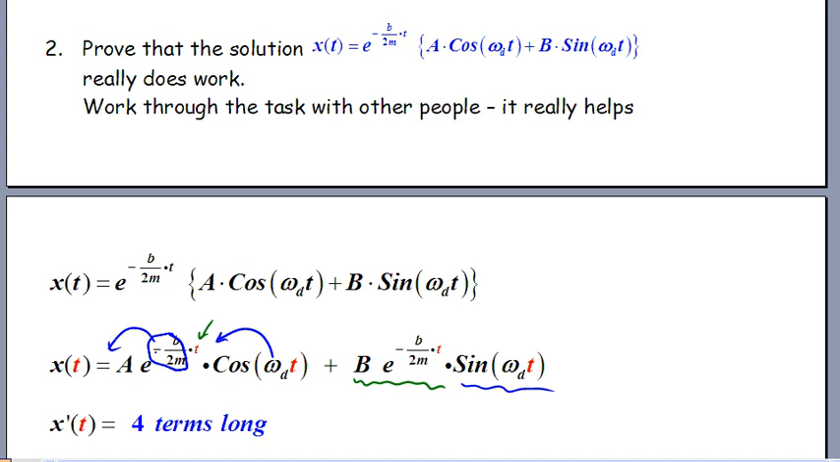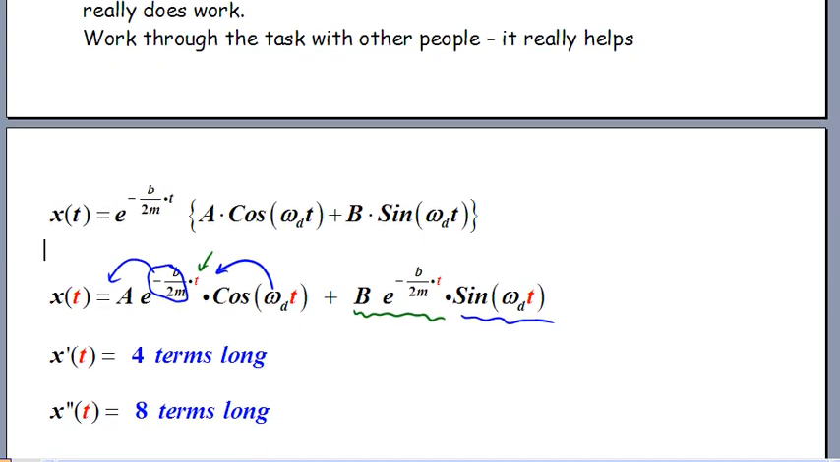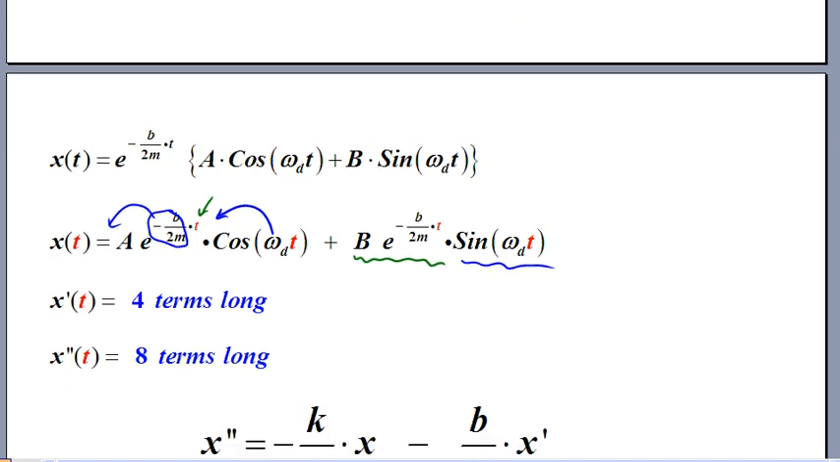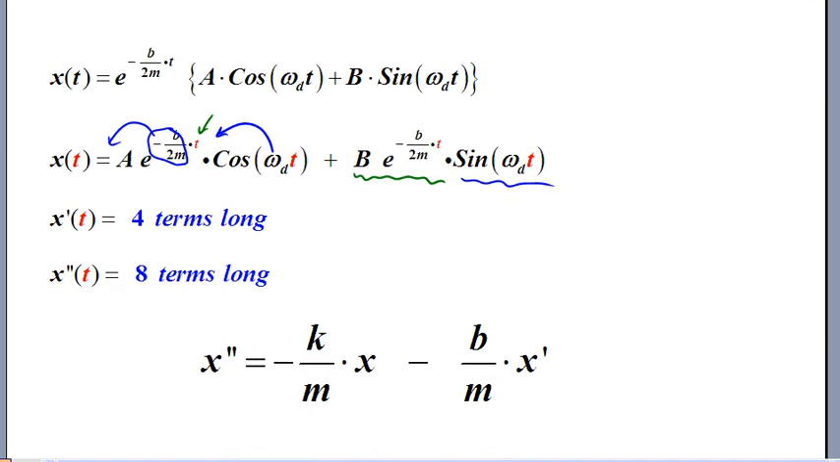You should have 4 terms when you've found the derivative, the velocity for that bouncing damped oscillator. Then you're going to do another derivative, and because of the product rule, you're going to end up with twice as many terms. So the second derivative is actually 8 terms long. And again, the chain rule is going to throw some things at you out front. The goal is to make sure that this differential equation actually works.